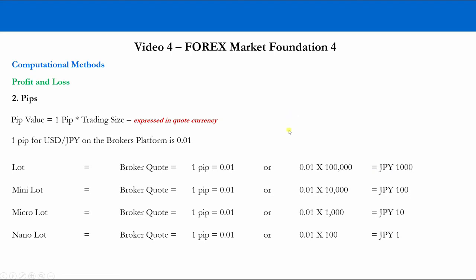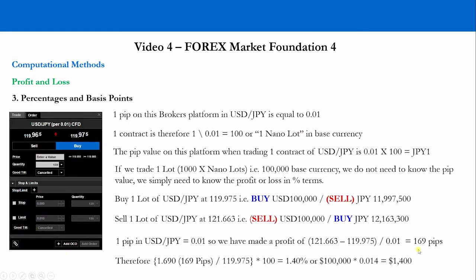So all pretty straightforward. Now, what about if we do this in percentages and basis points? So let's take the same example of dollar yen. So we know that 1 pip is spot 0.1, and the contract value is 100 in base currency.